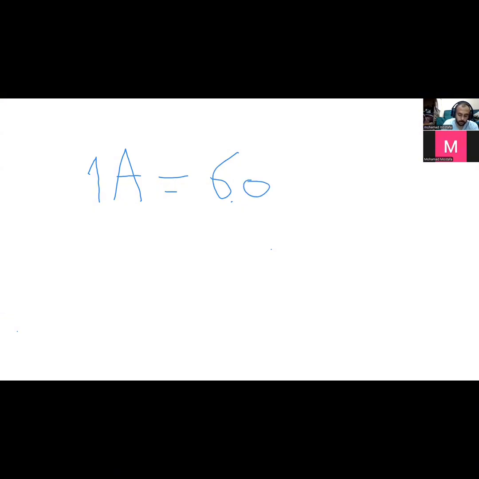So I have here a letter. We can cancel the one because A means 1A. When I say Muhammad, it refers to one Muhammad. When I say Khalid, it refers to one Khalid. When I say only A, it refers to one A. A equals 60. We can say that A is a variable.